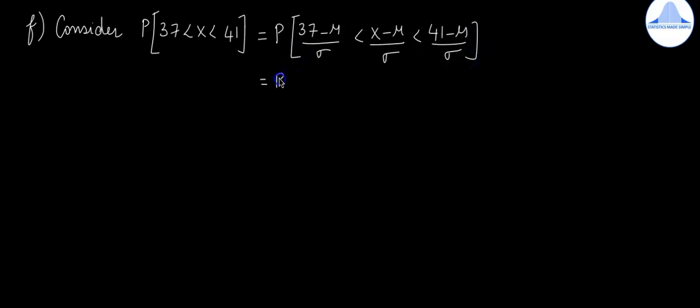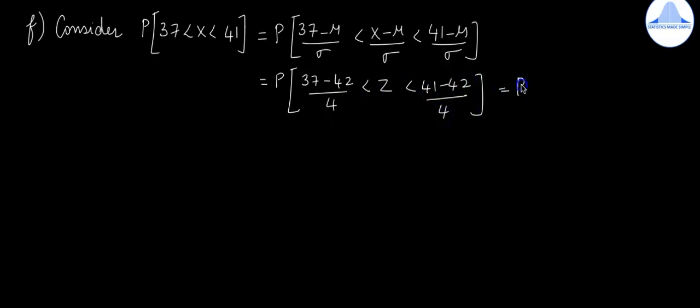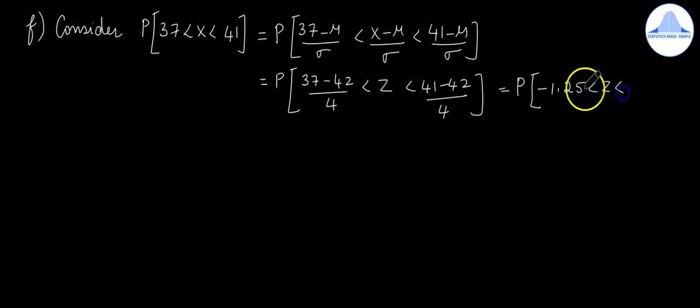So this is equal to probability of 37 minus 42 divided by 4 is less than z is less than 41 minus 42 divided by 4, which is equal to probability of, so 37 minus 42 divided by 4 will give minus 1.25 is less than z is less than, here you will get minus 1 by 4. So it will be minus 0.25.